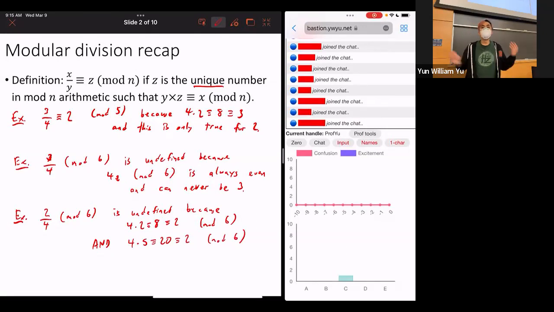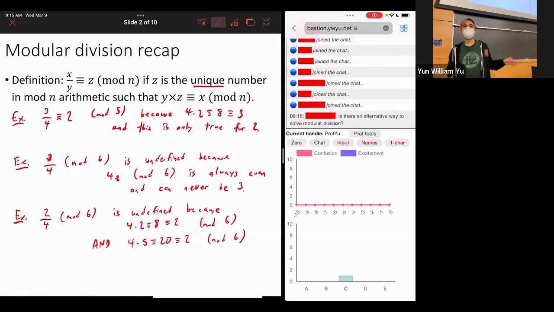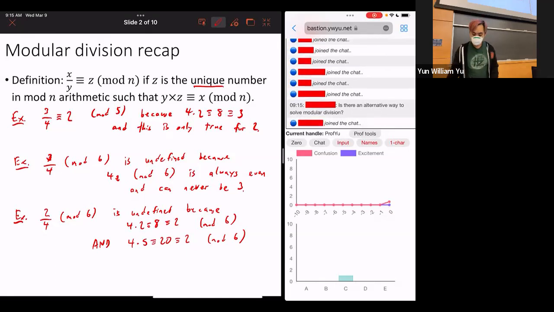Division is only properly well-defined for the purposes of this class when there's a single unique answer. In other classes, you might define it slightly differently. If you ever take a proper number theory course, you can define it the other way as well, but we're not going to.